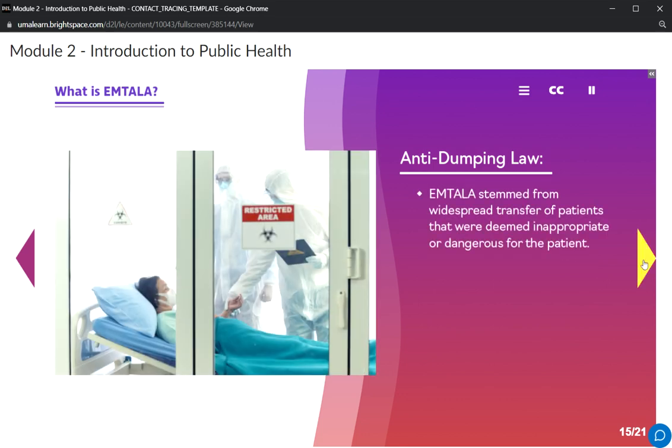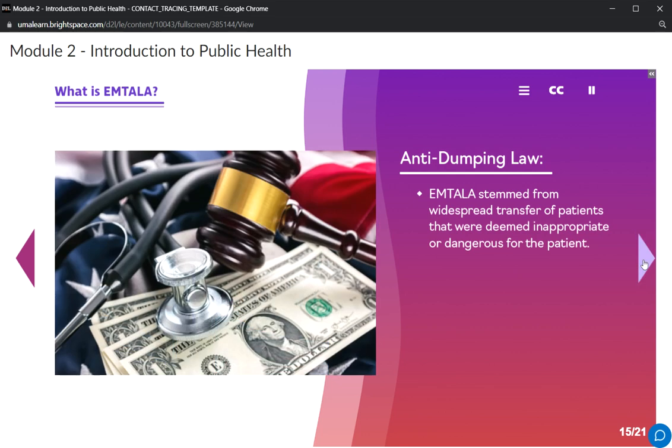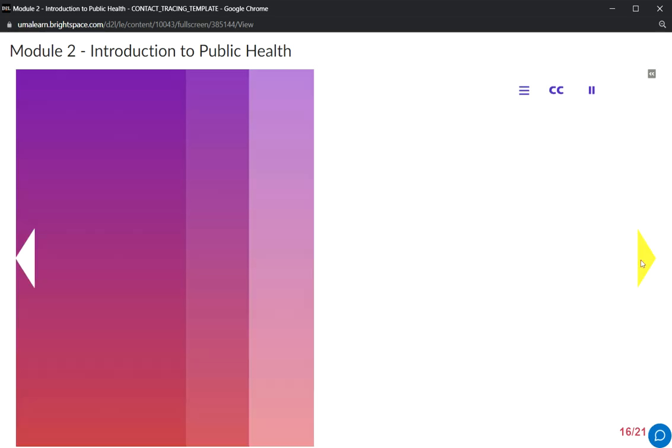The push for EMTALA stemmed from an epidemic, or widespread occurrence, of patient transfers that were widely seen as inappropriate and dangerous for patients. Facilities that fail to comply with this legislation face major fines and penalties that could affect their eligibility for funding in the Medicare program.